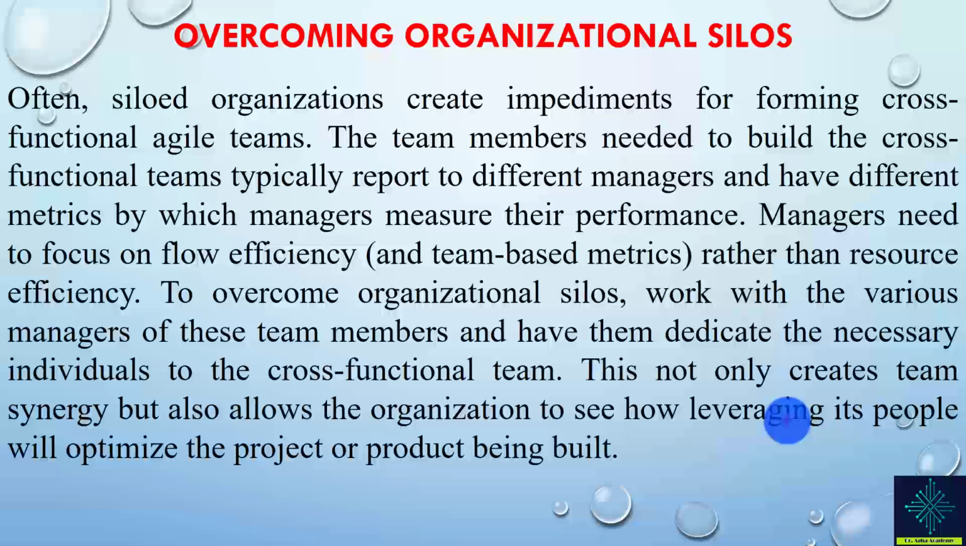We have also the problem of organizational silos. These siloed organizations create impediments for forming cross-functional Agile teams. So team members are not working together. They are working in silos, so there is no efficient workflow. And to overcome organizational silos, we work with various managers of these team members and have them dedicate the necessary individuals to the cross-functional team.